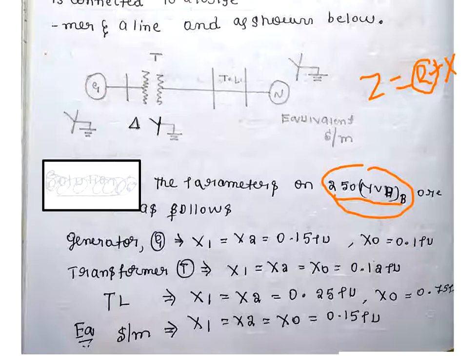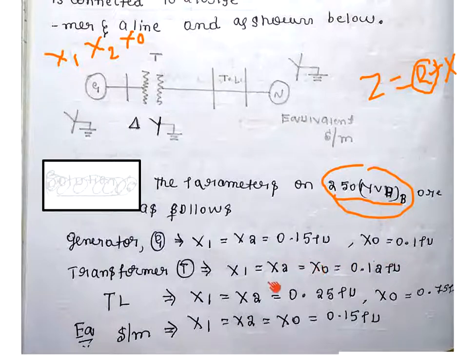Here they have given values as X1, or you can take Z1 also, X2 and X0. As I said, in the transformer, Z1 and Z2, that means X1 and X2, will be the same in most cases, and X0 will be different. The same thing is given: X1 equals X2 equals 0.15 pu, and X0 equals 0.1.